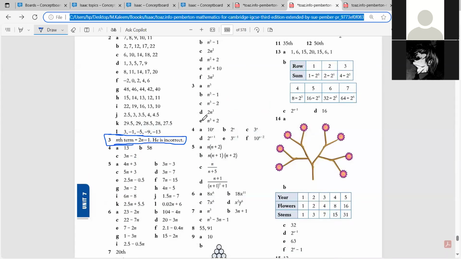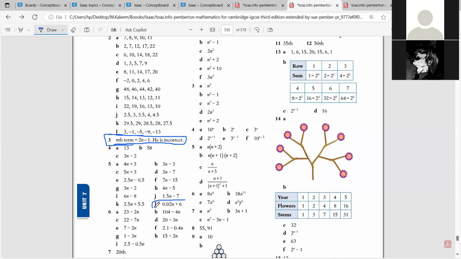Is it going to be Tn equals 0.02n plus 6? Yeah, it is 6.00. That's the same answer. Here you can check even in the answer sheet.